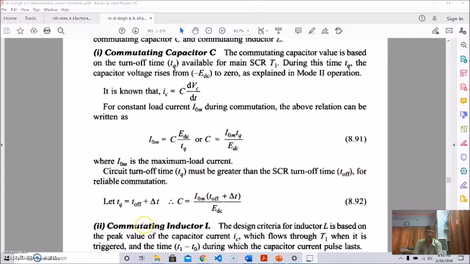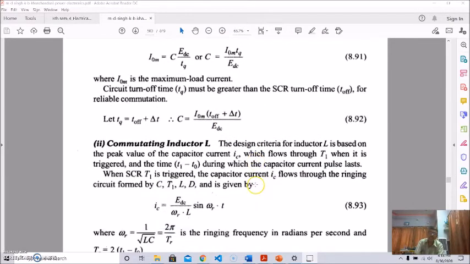So let TQ equal the turn-off time plus delta T, some time which is more than the turn-off time. In totality, TQ is T off plus delta T, so therefore C equals IOM (T off plus delta T) by EDC. So these are the design considerations of the commutating capacitor.